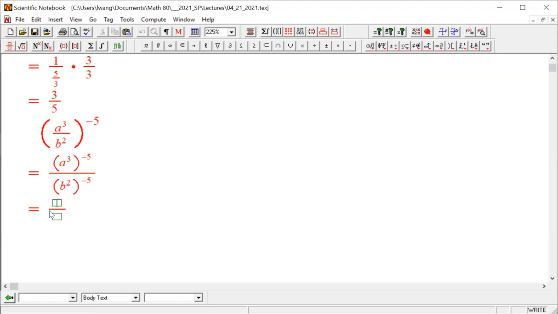And the top is a raised to the power of -15. And the bottom is b raised to the power of -10. And flipping, you get b raised to the power of 10 over a raised to the power of 15. Any questions so far?